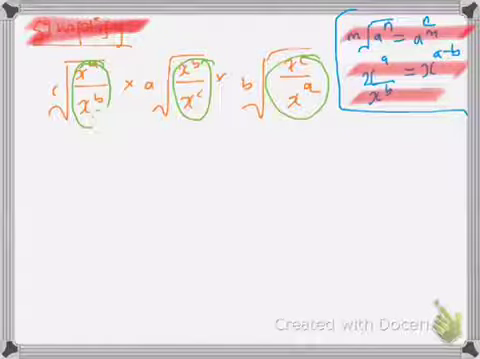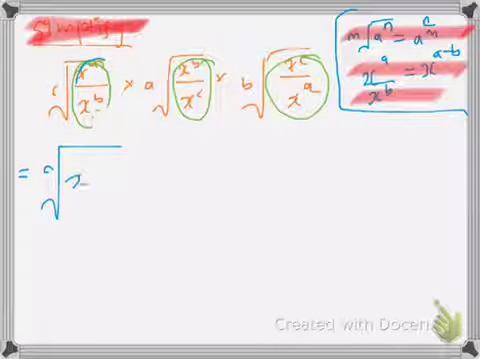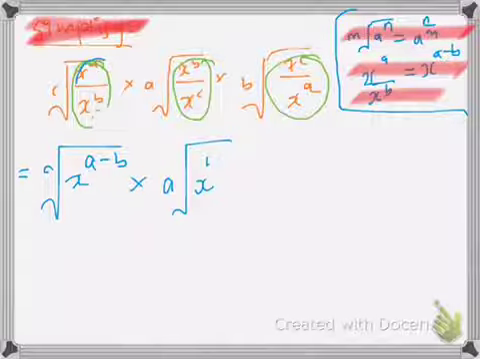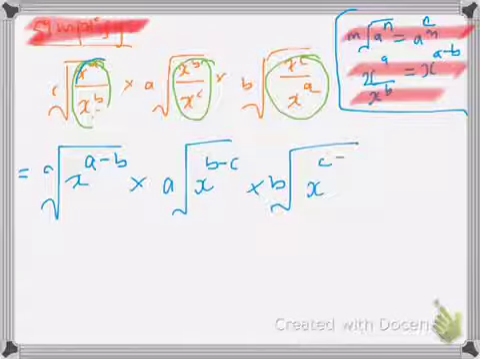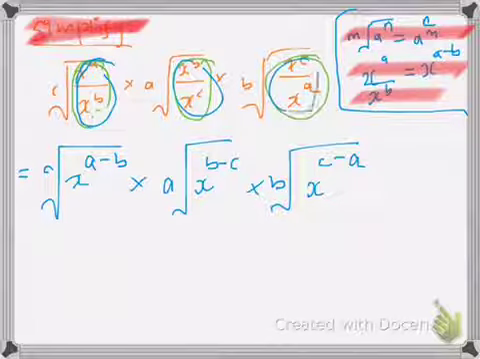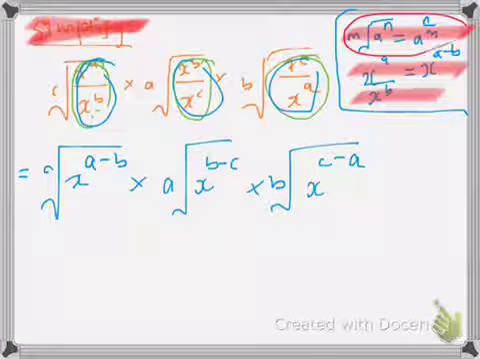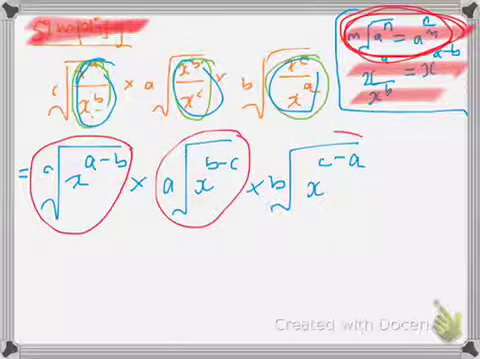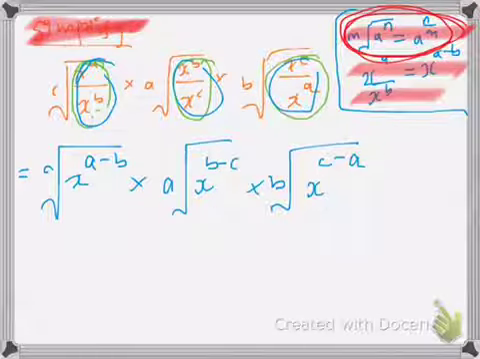So let us go on solving. At first, we can write this as the root of x to the power a minus b times the root of x to the power b minus c times the root of x to the power c minus a. I've just changed the term inside the root here, nothing more. Once again, when you look at this formula on the top right corner, all these terms are in the same form. So let's try to solve it.